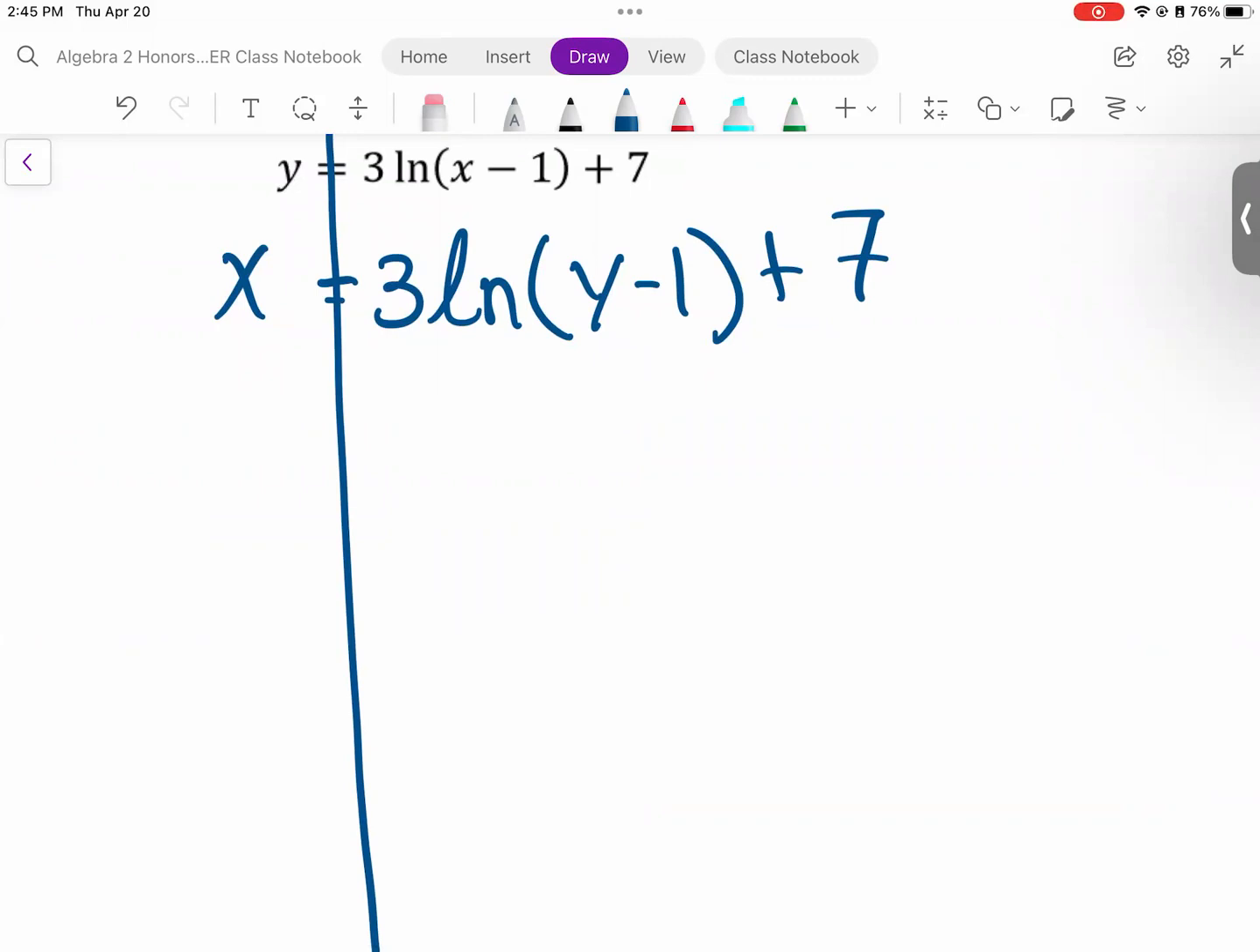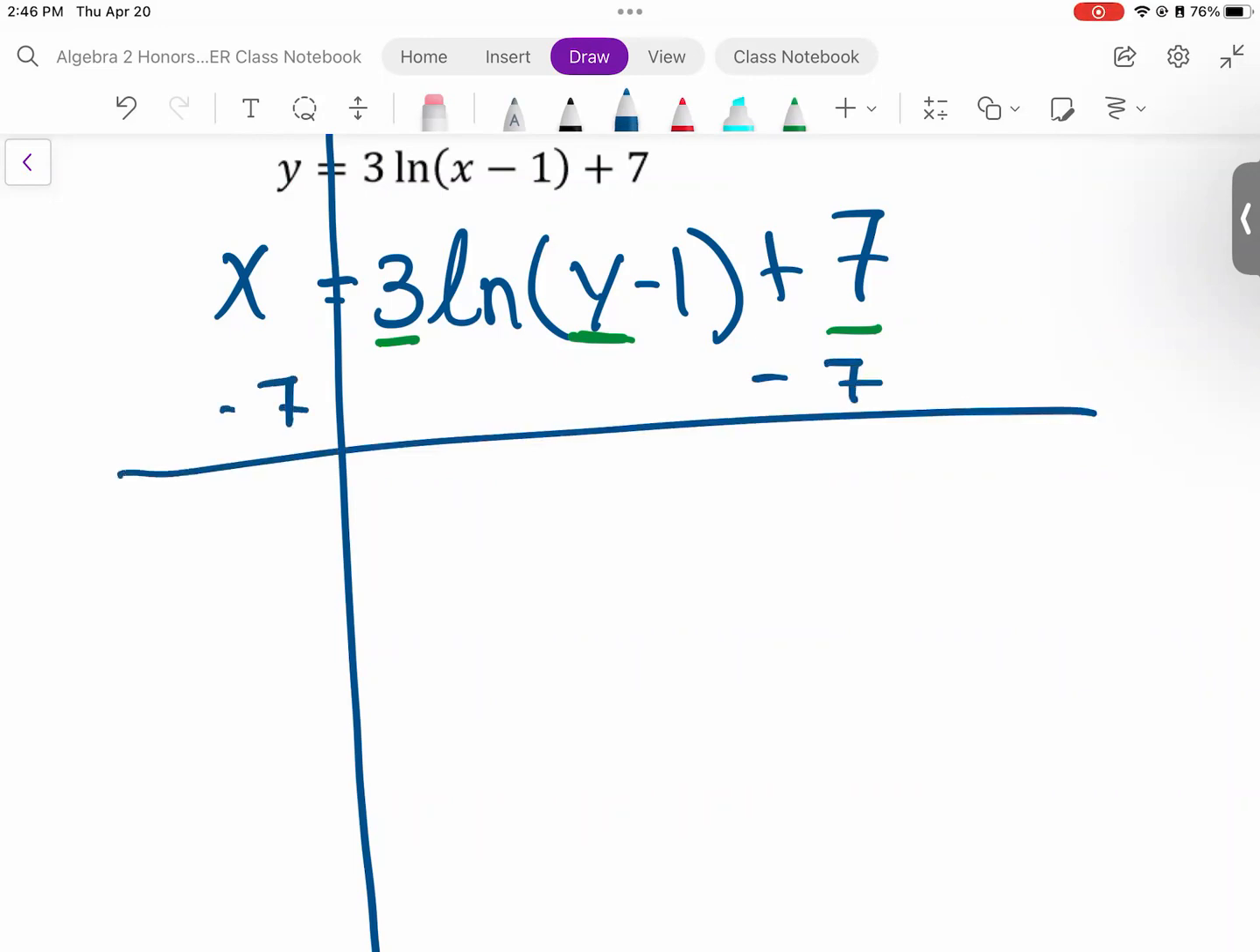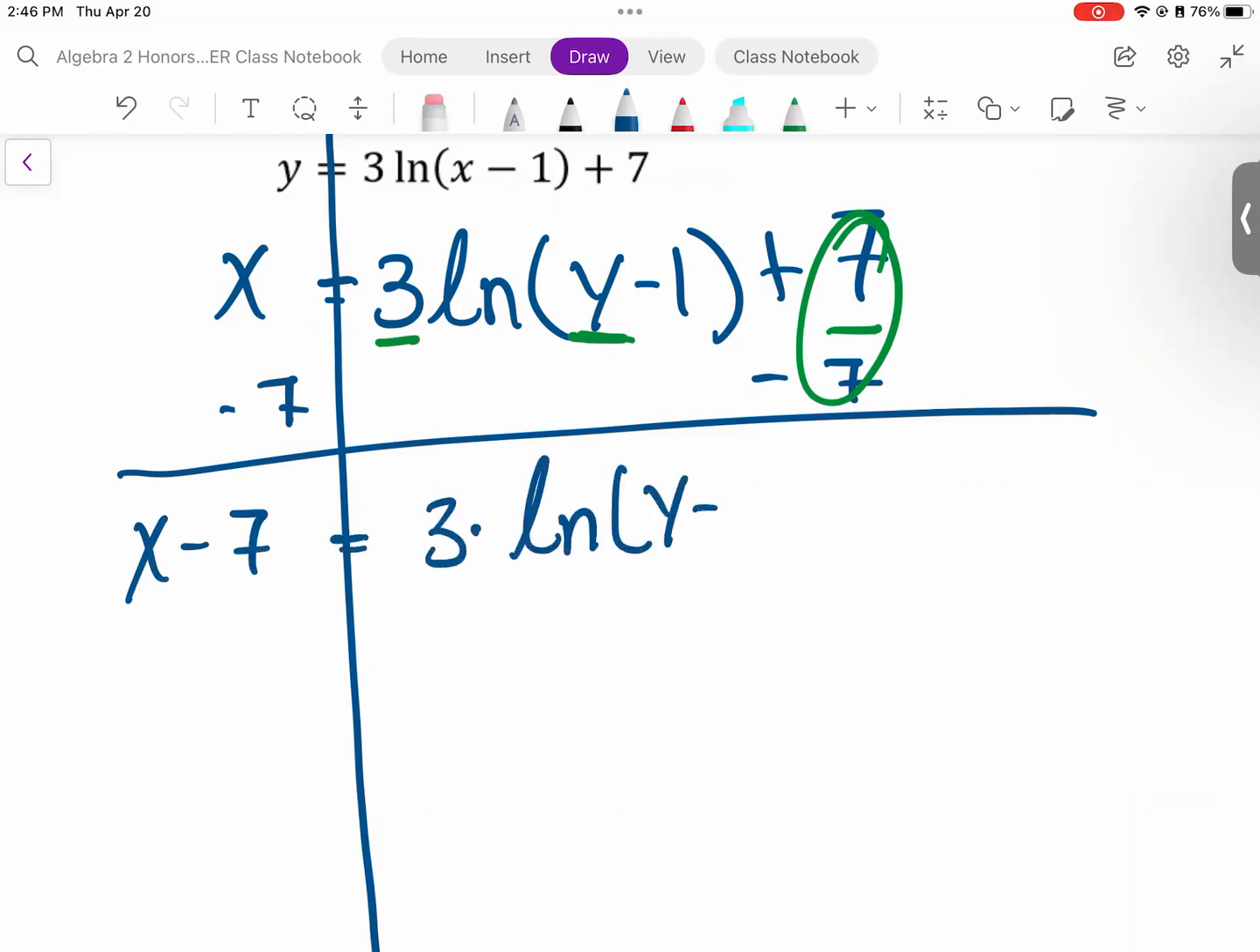So notice that now we have more stuff. Before you try to get rid of that ln, because again, we're trying to get y by itself, and we need to get rid of the ln or the log to be able to access the y that is inside the log. But before we can do that, notice that we have a 3 and a 7. So we need to get rid of those two things first. I'm going to go ahead and minus 7 first, because remember, we want to create a 0. So that's a 0, and now you're left with x minus 7 is equal to 3 times ln of y minus 1. So that's gone.